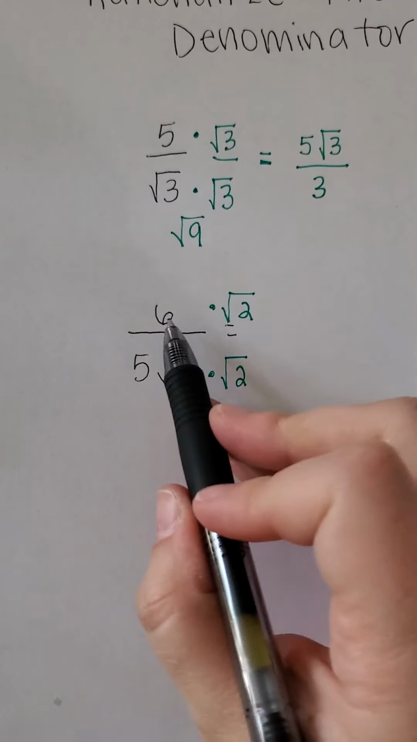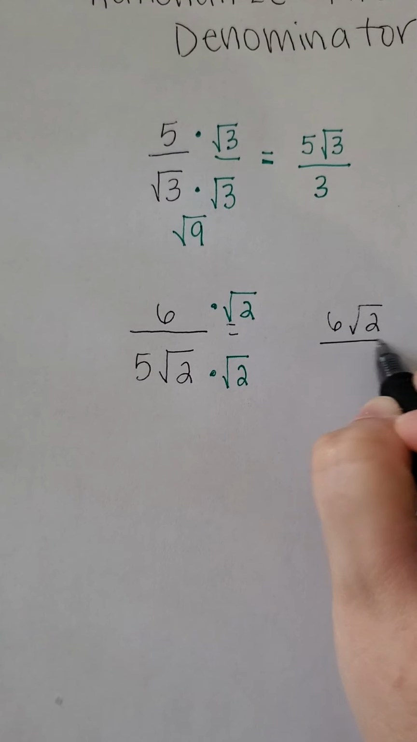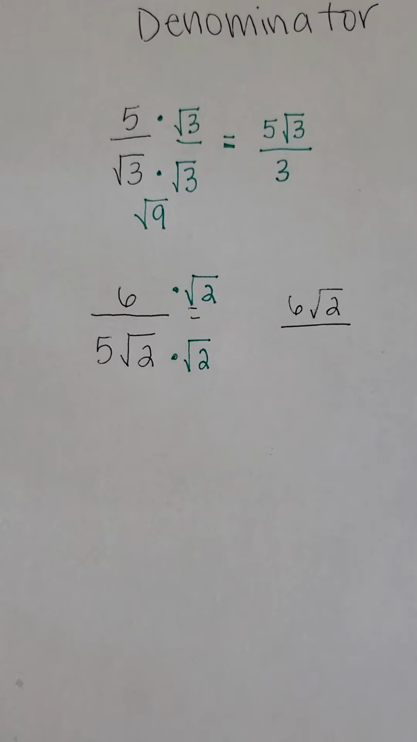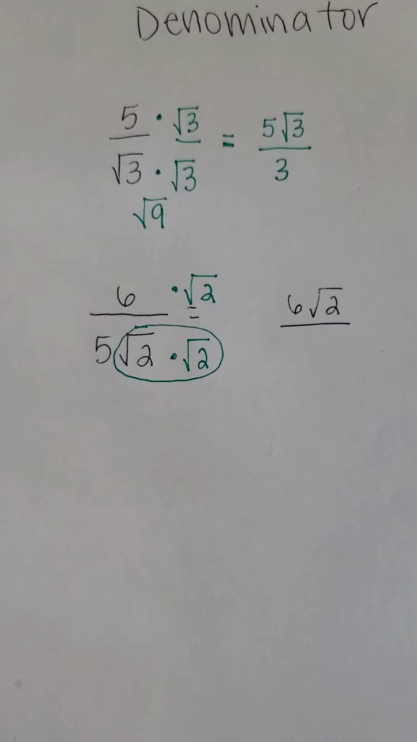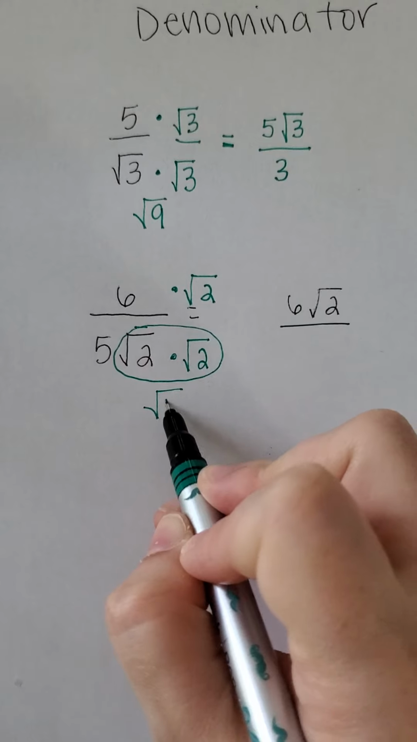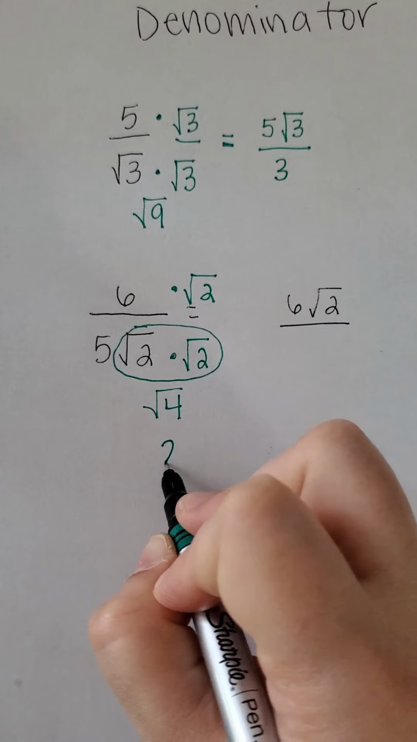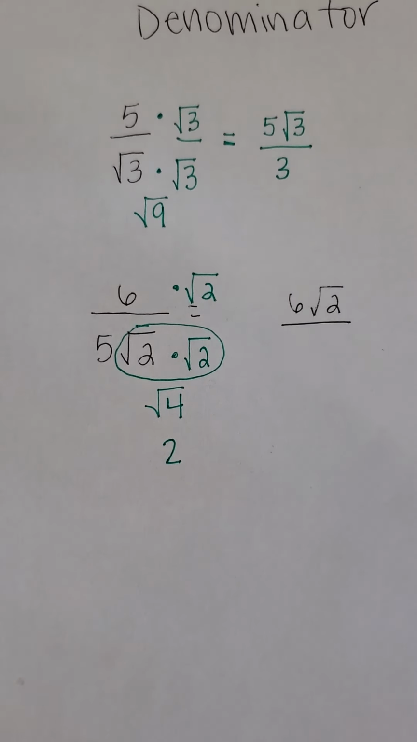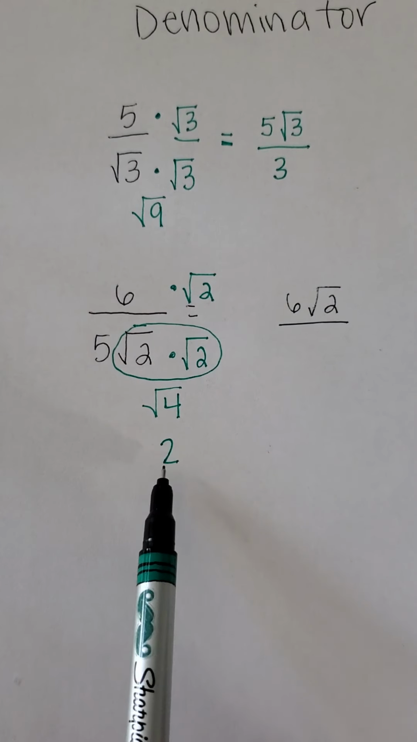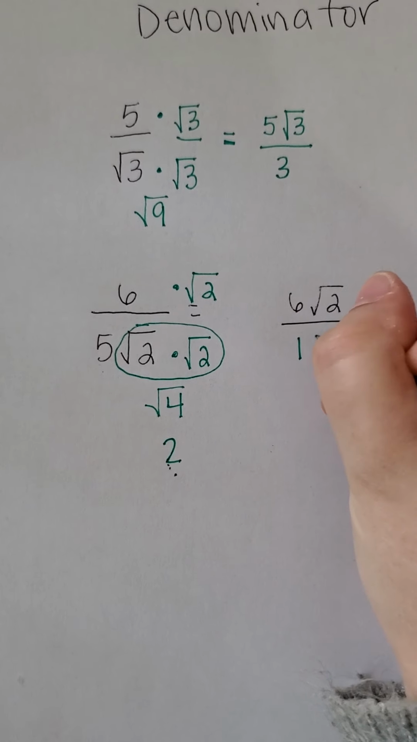All right, so again, my numerator, nothing too fancy. This is just going to become 6 square root of 2. And my denominator, when I multiply those 2 together, 2 times 2 is 4. So this is going to be equal to the square root of 4. The square root of 4 is 2. So my new denominator is 5 times 2, which is 10.